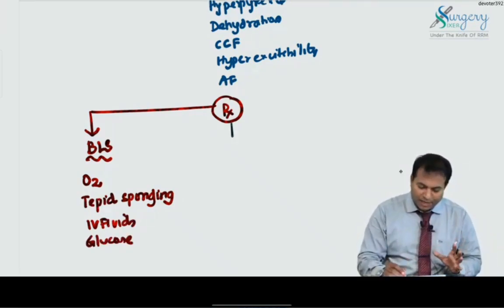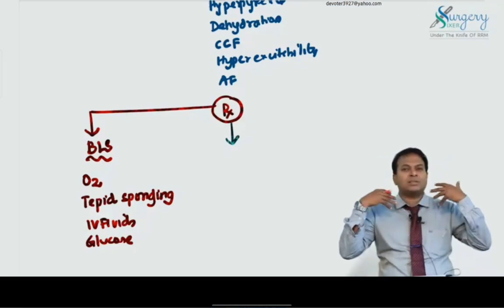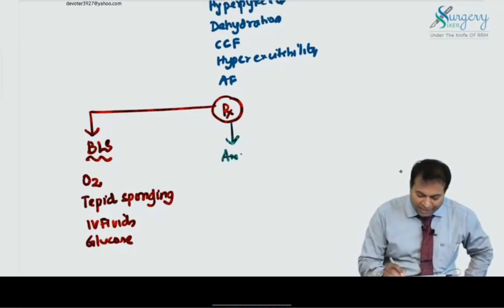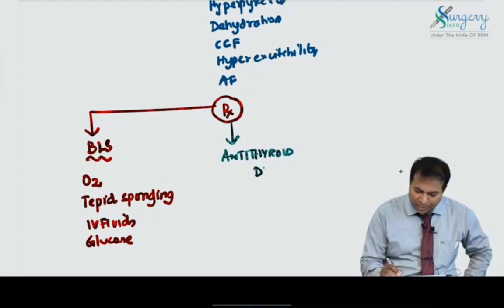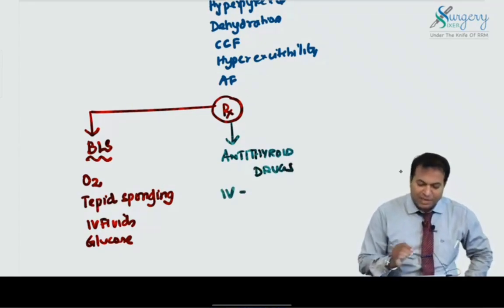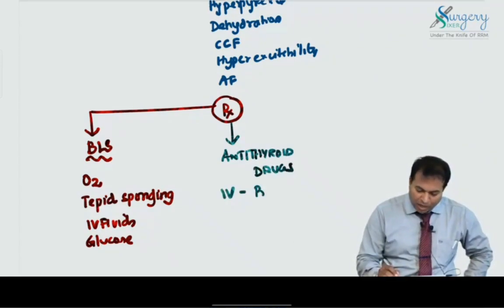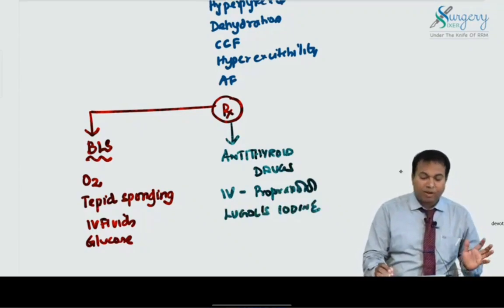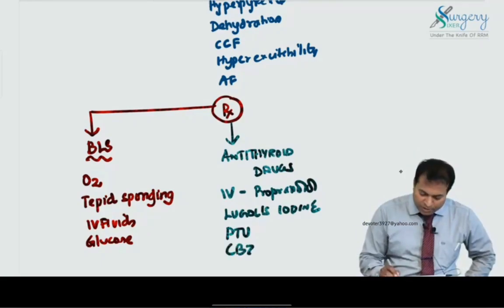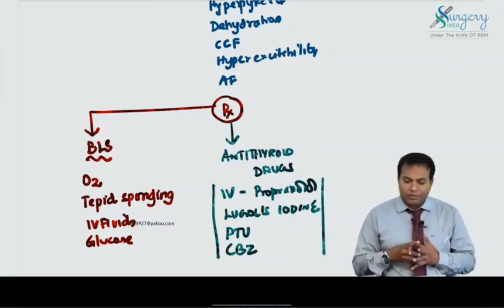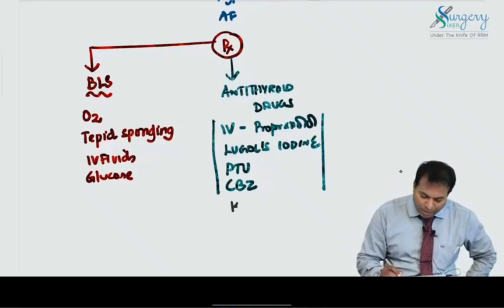Specifically, the problem here is due to rough handling of the thyroid gland. Excess thyroxine hormone is released into the circulation. Therefore, we should start anti-thyroid drugs. Anti-thyroid drugs will be given in IV. Please remember, IV will be given. You have to give IV propranolol. We have to give Lugol's iodine. Whatever we discussed, propylthiouracil, carbimazole, some of these drugs will be effective now. We have to give them in excessive dose. And we can even give potassium iodide in IV.